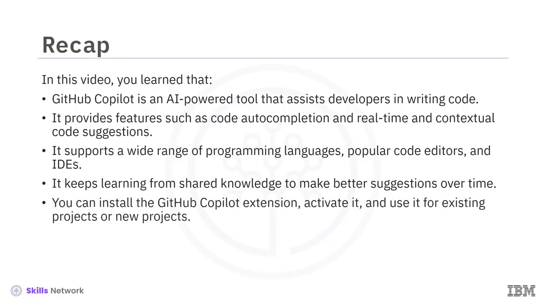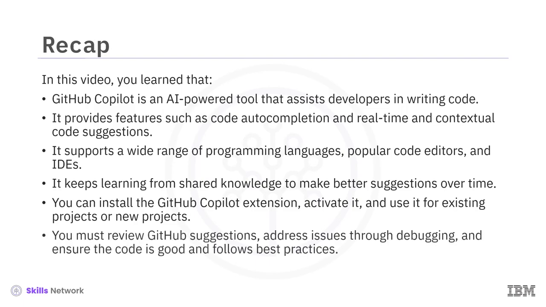You can install the GitHub Copilot extension, activate it, and use it for existing projects or new projects. You must review the suggestions from GitHub Copilot, address any issues through debugging, and make sure the code is good and follows best practices.